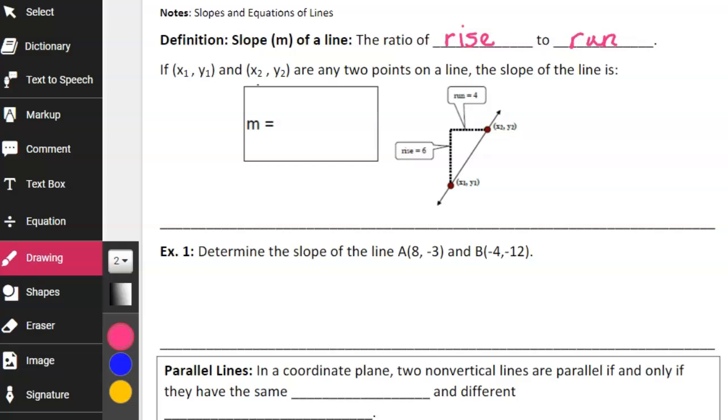If you have 2 points labeled x1, y1 and x2, y2 on a line, then the slope of the line is going to be the slope formula. You'll find this on a formula chart. M equals y2 minus y1 divided by x2 minus x1. This is one of the first formulas that you memorize along with the Pythagorean theorem. And so this is the slope formula.